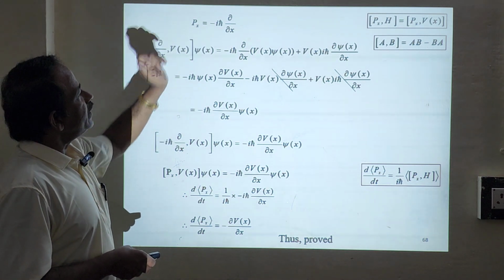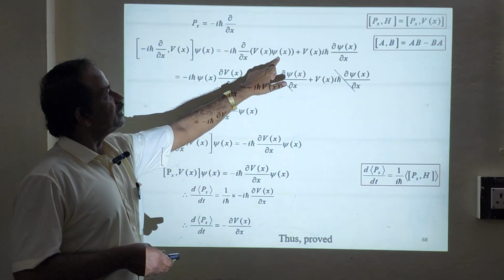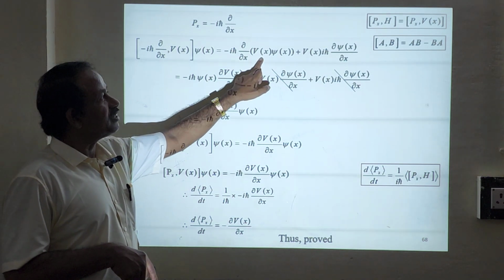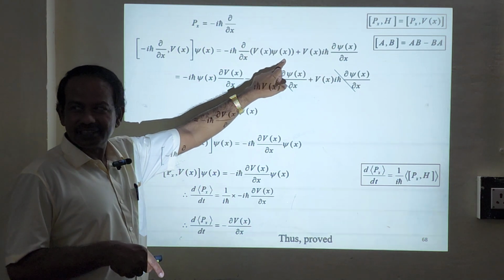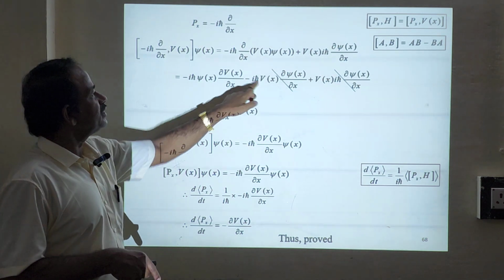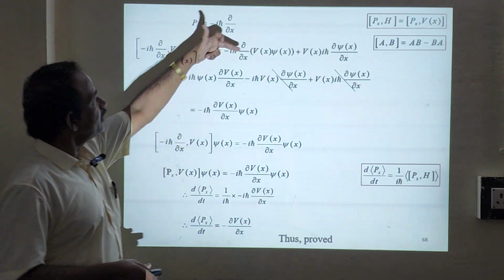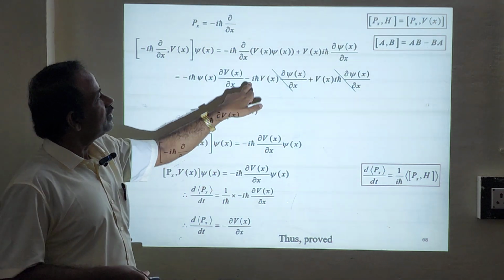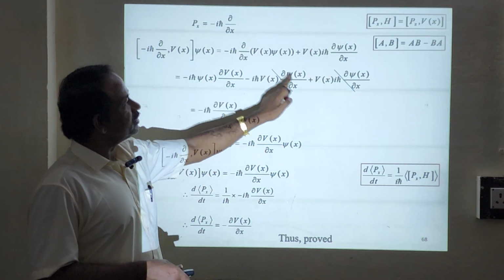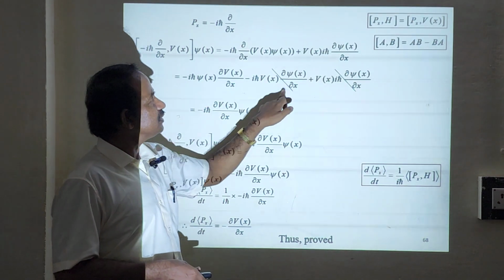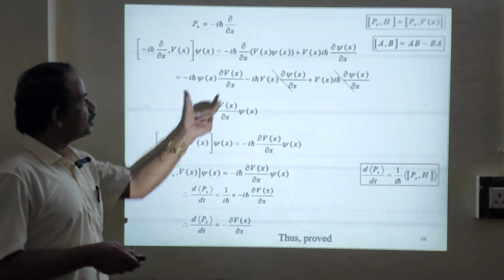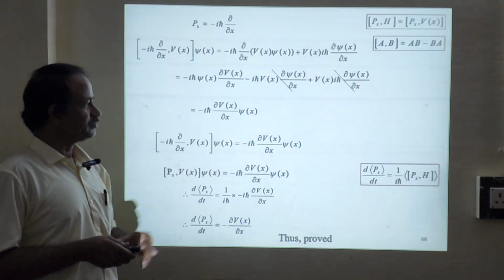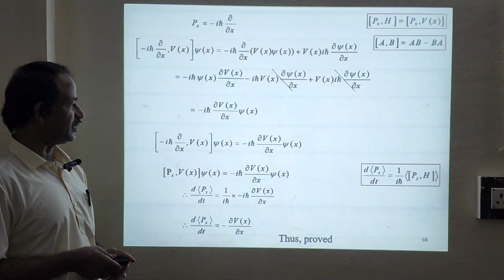Now you can see V(x) psi(x), differentiate with respect to x. Keeping this as constant, you have to differentiate this, and keeping this as constant, you have to differentiate this. So we have differentiated exactly like this. Is it clear? We have differentiated dV/dx keeping this as constant, minus keeping this as constant, you have differentiated this. The last term and this term will get cancelled. You have the first term alone. So this becomes minus iħ dV/dx psi(x). Is it okay?